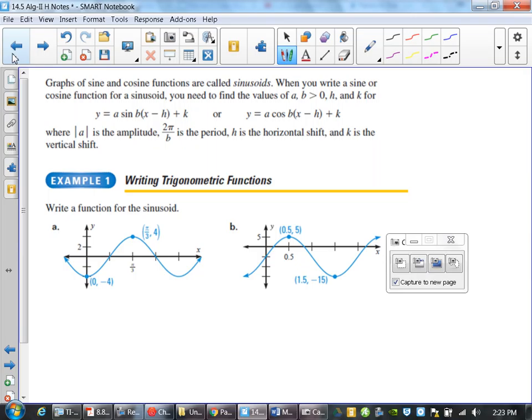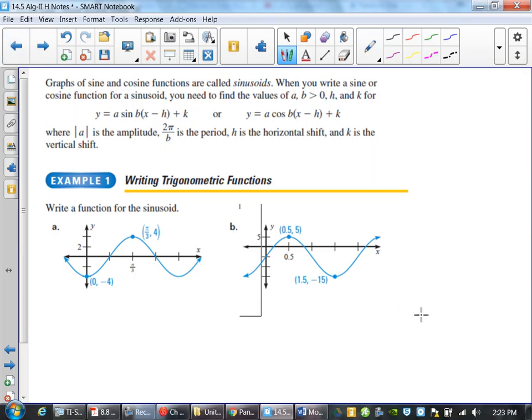Let's try the other one. Why don't you guys figure out this one?